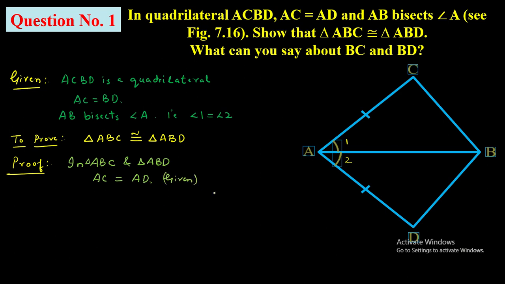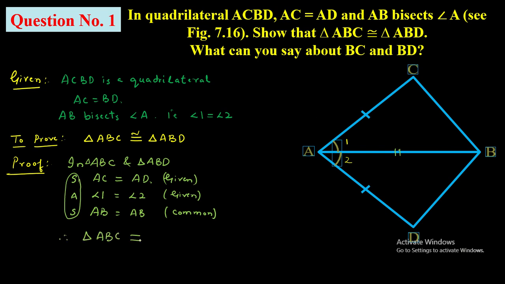Also, it is given that AB bisects angle A, then angle 1 is equal to angle 2. It's also given. And then we will see that this AB is common in both the triangles. So we can say AB is equal to AB, which is common in both these triangles. So we got here by side angle side congruence criteria that triangle ABC is congruent to triangle ABD.